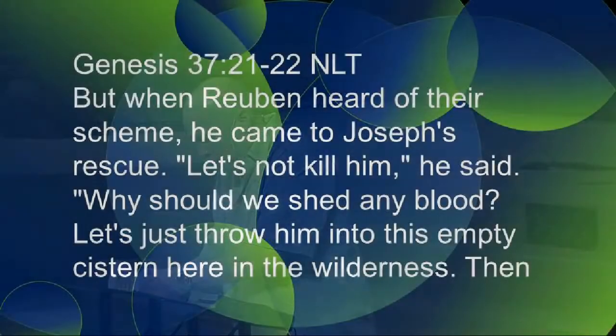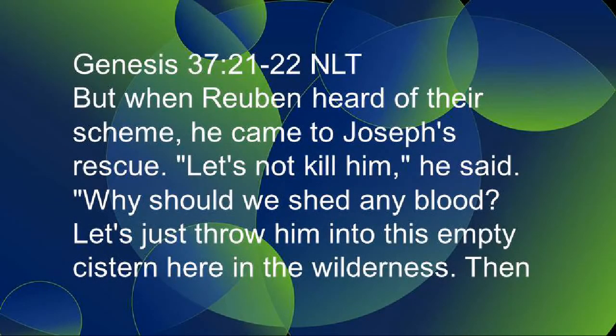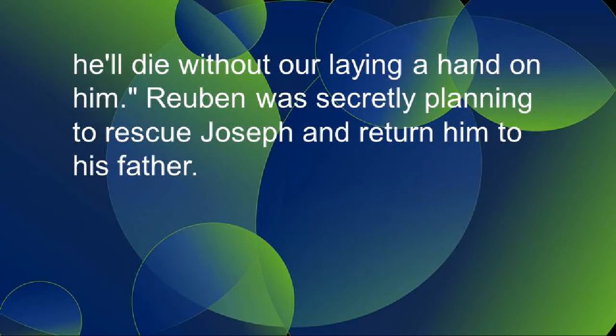But when Reuben heard of their scheme, he came to Joseph's rescue. Let's not kill him, he said. Why should we shed any blood? Let's just throw him into this empty cistern here in the wilderness. Then he'll die without us laying our hands on him. Reuben was secretly planning to rescue Joseph and return him to his father.